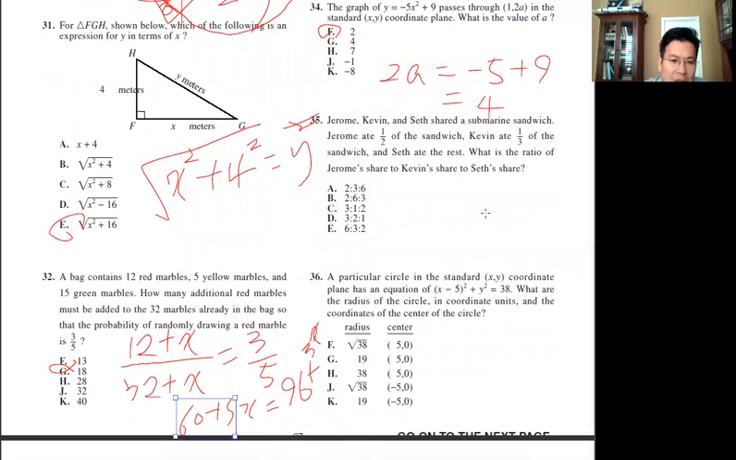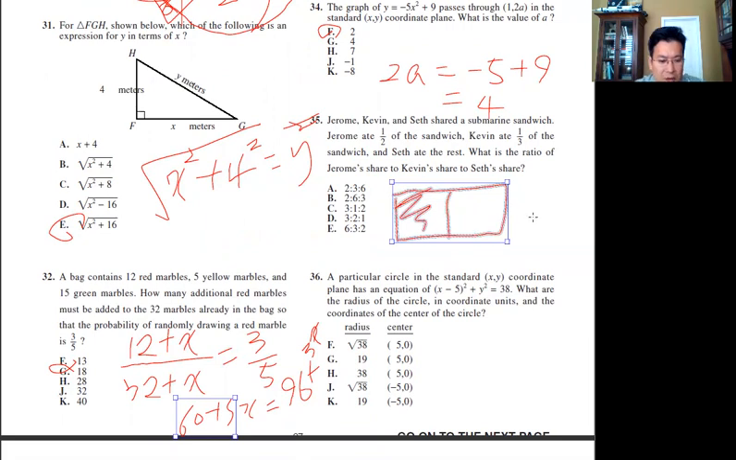Jerome, Kevin, Seth, submarine sandwich. Jerome ate 1/2 of it. So half gone, so half left. And Kevin ate 1/3.